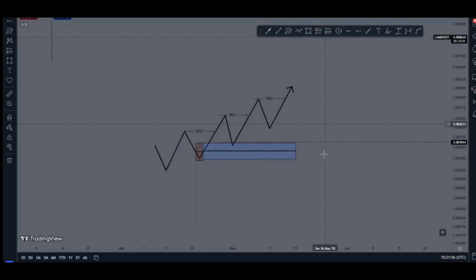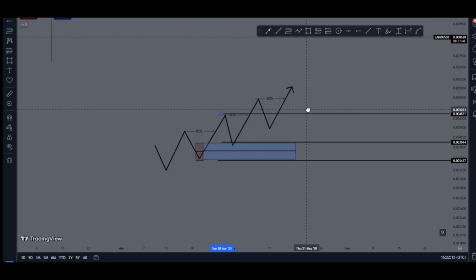Here will be your entry. Then here will be your stop loss, then your take profit will be this high. Your take profit will be this high.